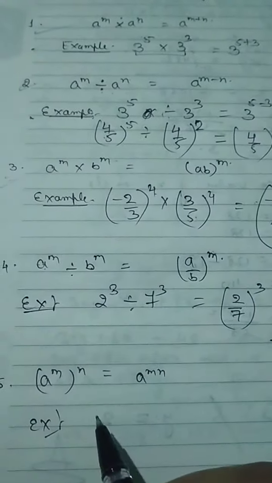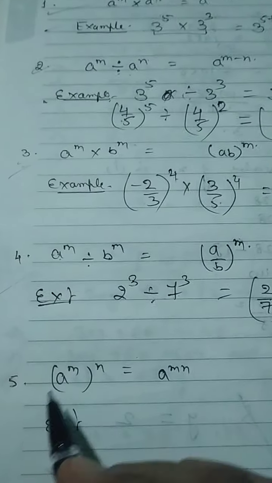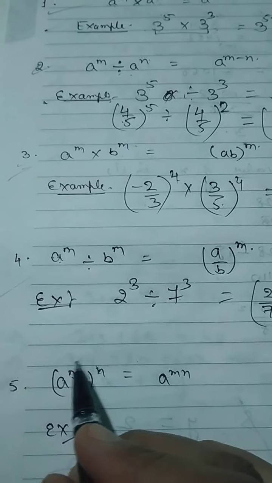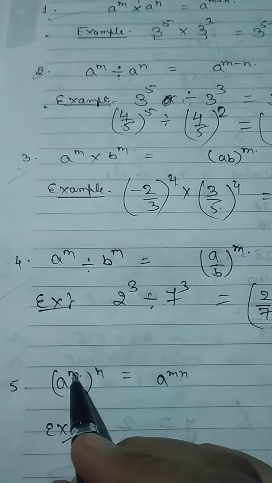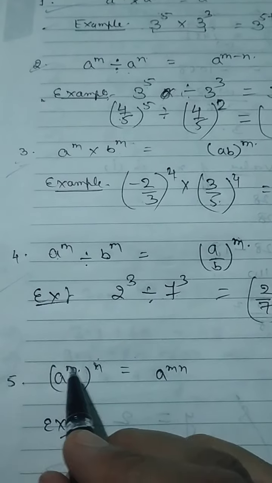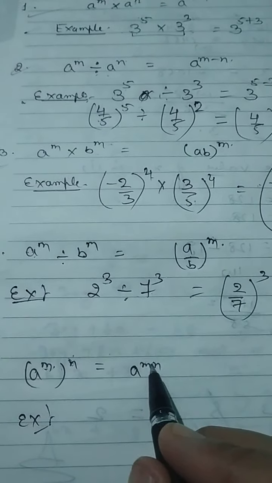Okay. Now the next law says that if there is a number like this, a to the power m and then whole to the power n, means power over power. ठीक है, power के ऊपर power. Then in this case what we will do, a to the power m into n, we will multiply these two powers.